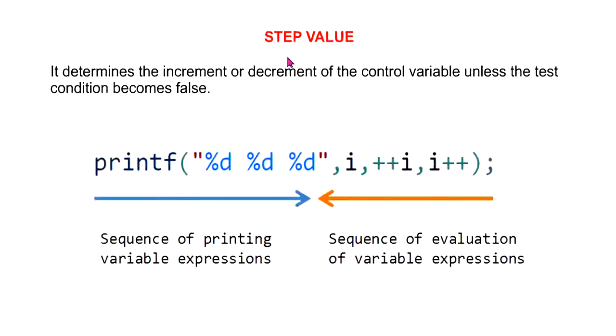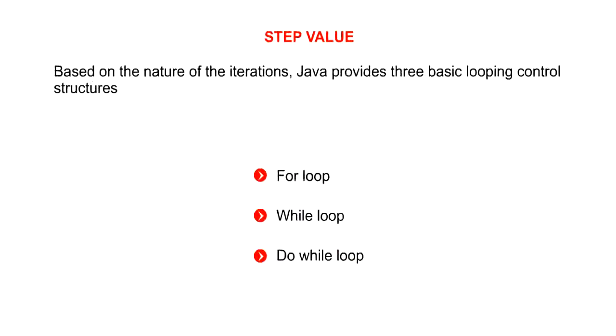Next one is the step value. It determines the increment or decrement of the control variable until the test condition becomes false. This example I will show in a program. Based on the nature of the iteration, Java provides three basic loop control structures: the for loop, while loop and do while loop.